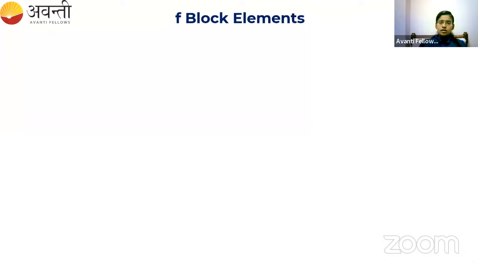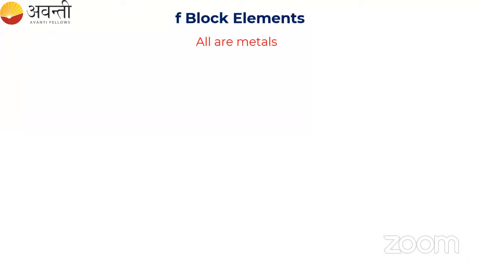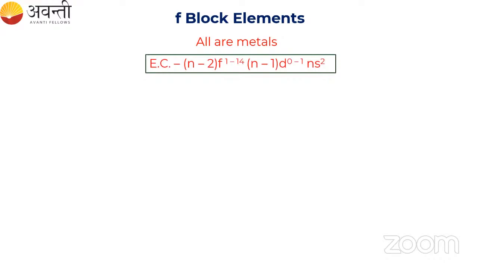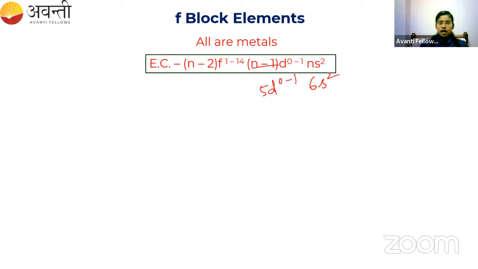So in F block, all are metals. All of them are metals again in F block elements. And the outer electronic configuration for F block is (n-2)f1 to 14, (n-1)d0 to 1, and ns2. Suppose if n is equal to 6, I will have 6s2, right? And n minus 1 is 5, so 5d 0 to 1. And n minus 2 is 6 minus 2, which is 4, so 4f 1 to 14.